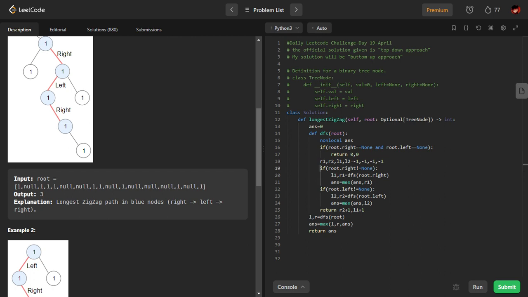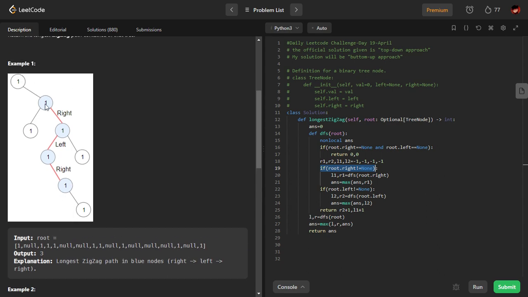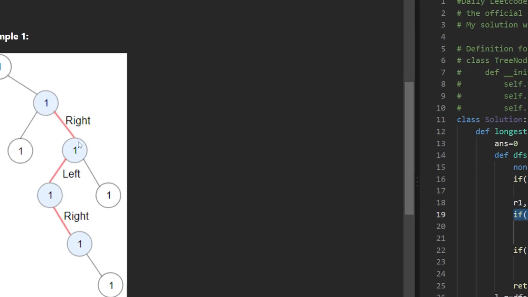If my current node has a right child, one thing should be clear by now. If it has a right child, I have to consider the right child's left node. I cannot consider the right of it. Whatever is coming from the right, maybe that could have been the answer. That's why I will just compare the length coming from it.